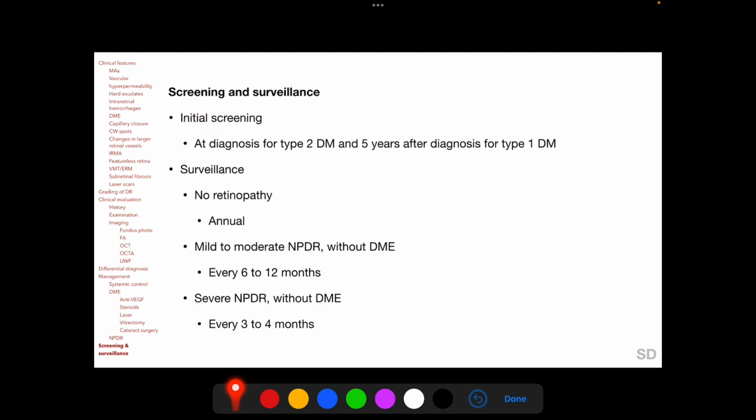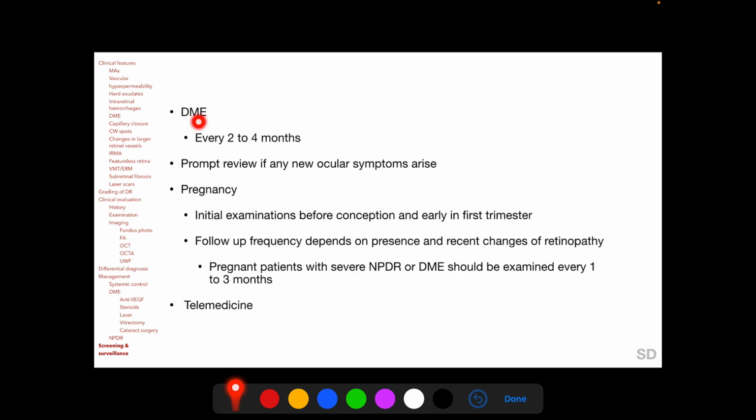Initial screening of diabetic patients for diabetic retinopathy should be done immediately after diagnosis of type 2 DM and 5 years after diagnosis of type 1 DM, and this is very important to remember. Following that, if the patient does not have any retinopathy, annual dilated examinations are recommended, and for patients with mild to moderate NPDR without diabetic macular edema, surveillance examination should be every 6 to 12 months. In patients with severe NPDR even without DME, and in patients with DME, the surveillance interval should be every 2 to 4 months, and prompt review of any diabetic patients is required if new relevant ocular symptoms arise.